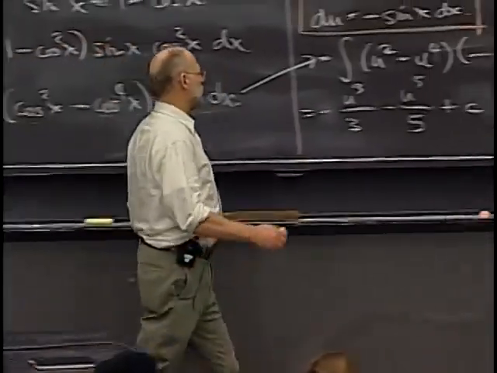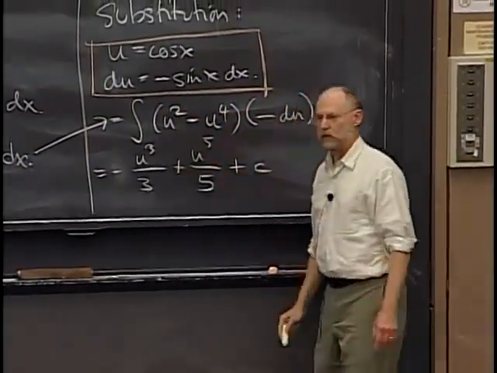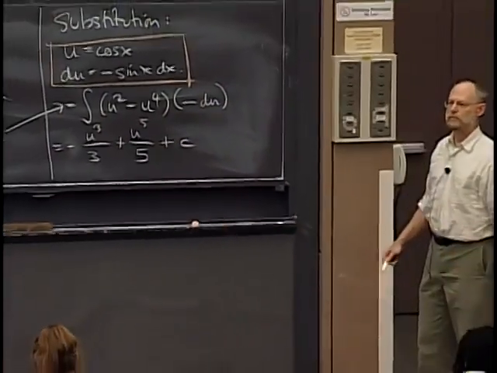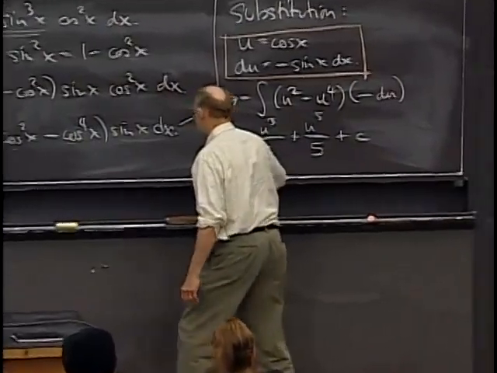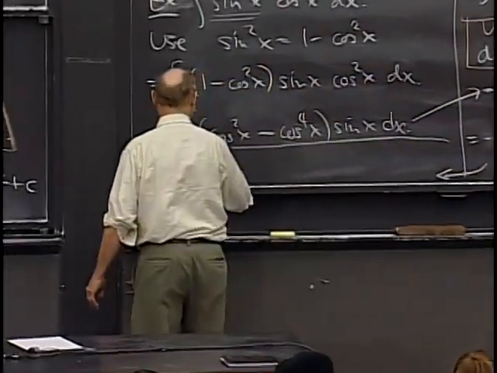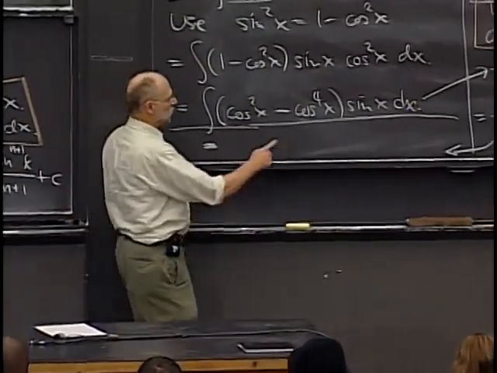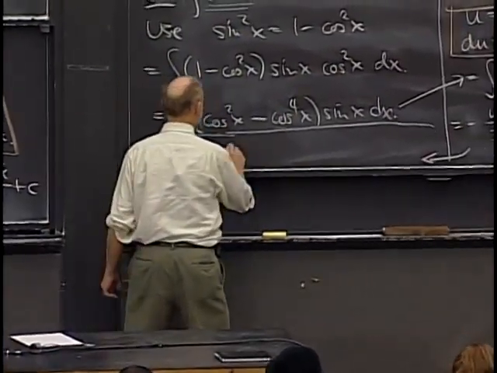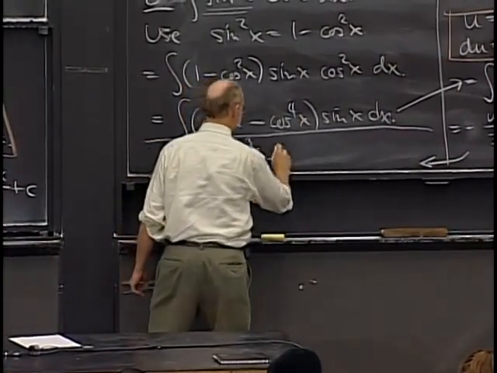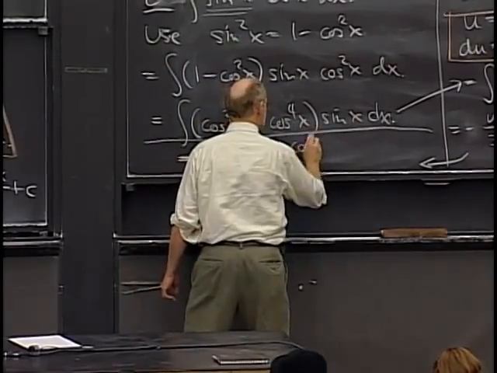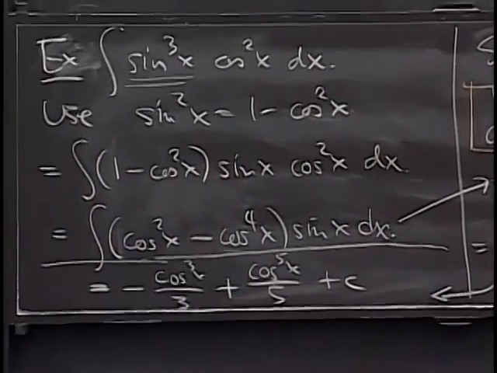There should indeed. I forgot this minus sign when I came down here, so these two gang up to give me a plus. Is that what the other question was about too? Thanks. So let's back substitute, and I'm going to put that over here. And the result is, well, I just replaced the u by cosine of x. So this is minus cosine cubed of x over 3 plus, thank you, cosine to the 5th of x over 5 plus a constant. And there's the answer.